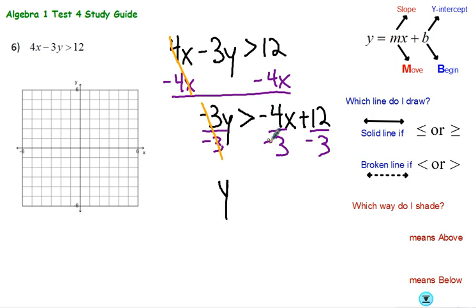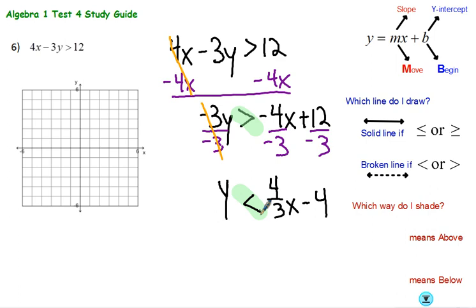The negative and negative is going to make a positive. That's going to be a positive 4/3. 12 divided by negative 3 would be a negative 4. And again, the other thing that's similar here with number 6, and number 6 on the test as well, is that all of these had a greater than, and we're going to have to switch that inequality symbol, so we're going to have to switch that to a less than.